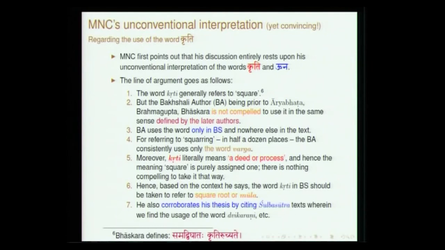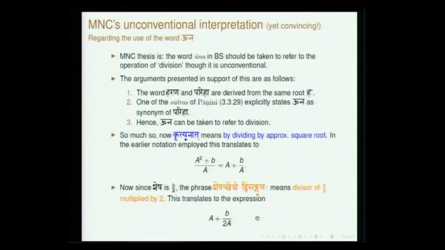And in the Sulasutra text, as we discussed, I repeatedly hammered the word Karani. This Karani refers to square root, and that also stems from Kri. So, Kriyate Anena Iti Karani. So the Karani refers to square root, and therefore Kriti is also derived from the same root, and it could refer to square root. In fact, we have the words Dvikarani, Trikarani referring to square root of 2, square root of 3. Now we move on to the other word Una.